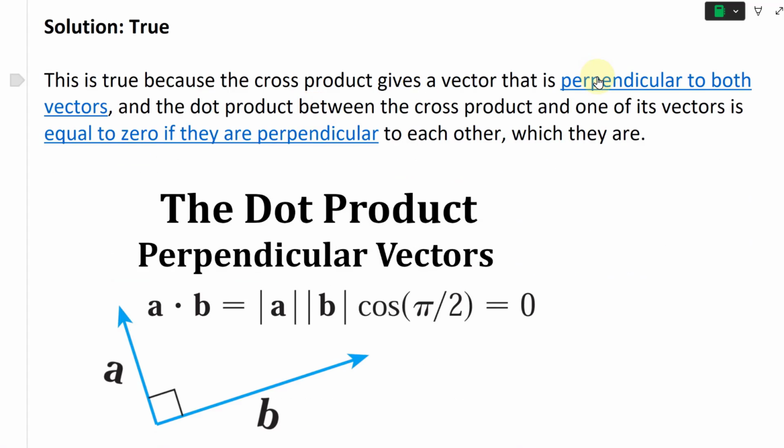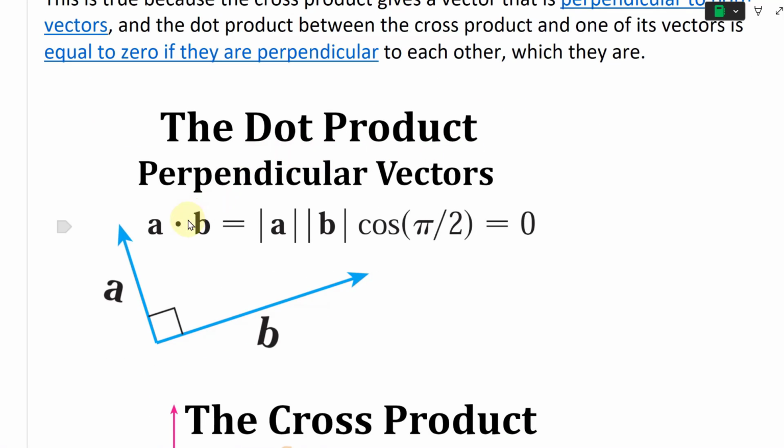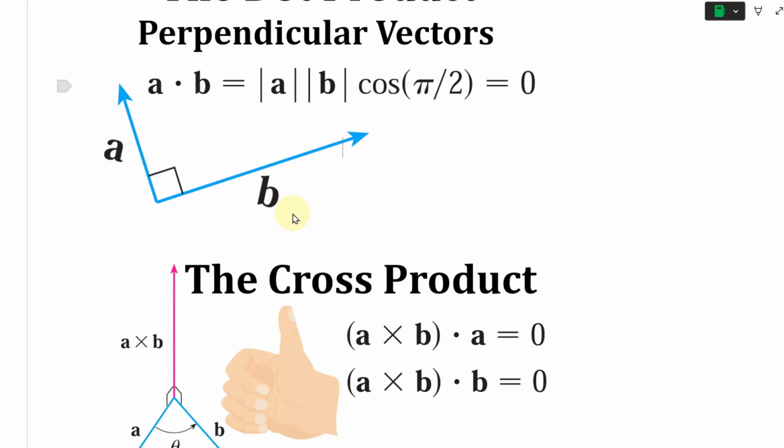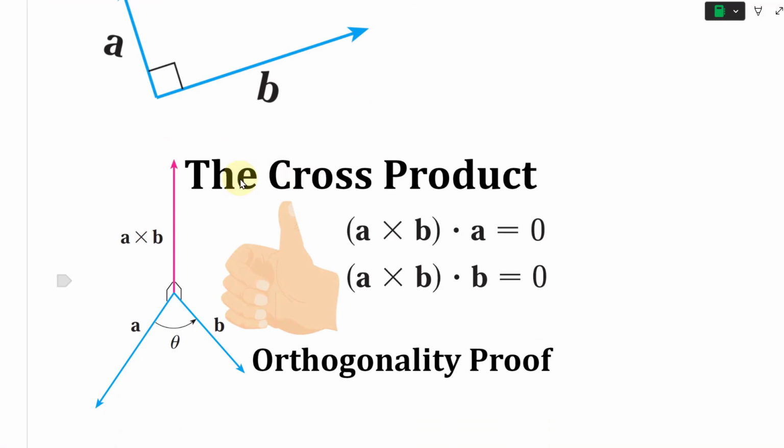There are links to my earlier videos. There's a dot product right here: a dot b equals that cosine there. If you put cosine of pi over 2, or 90 degrees, this goes to 0, so then this would all equal 0. So for perpendicular vectors, that is 0, and also for my other video on the cross product, a cross b dot a or dot b is equal to 0 there.